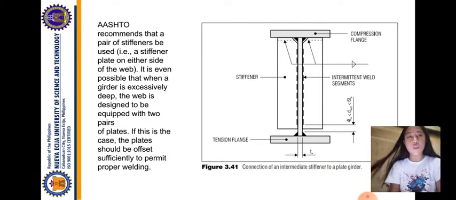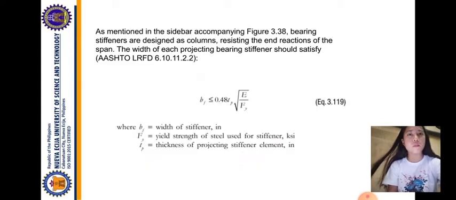In Figure 3.41, stiffeners are provided on both sides of the web plate and are connected to the compression flange with a fillet weld to both sides of the plate. The main functions of the stiffeners are to resist compression forces which are transmitted directly from the web and to stiffen the web during buckling. As mentioned in the sidebar accompanying Figure 3.38, bearing stiffeners are designed as columns, resisting the end reaction of the span.